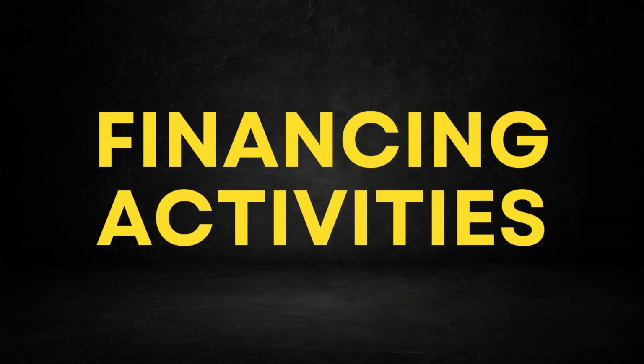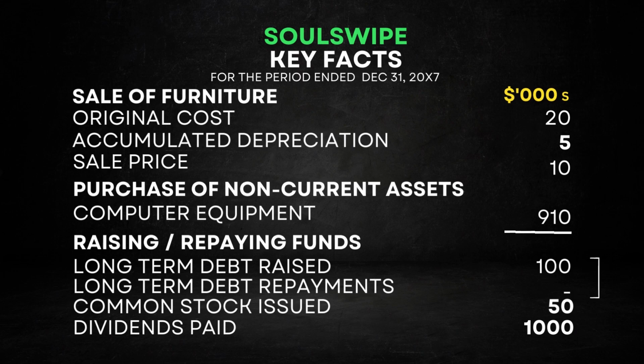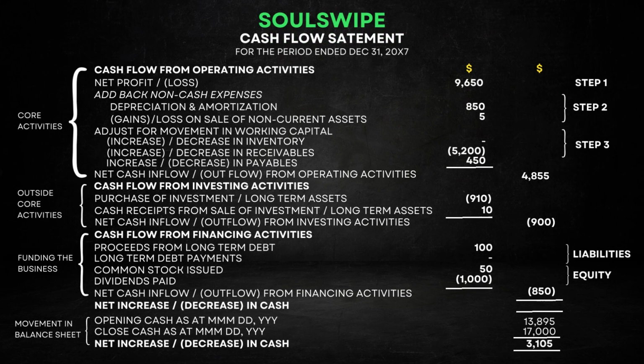Finally, we analyze cash flow from financing activities, which involves cash inflows and outflows related to funding the business. SoulSwipe raised $100,000 in cash from long-term debt, issued $50,000 in common stock, representing a capital contribution, and paid out $1 million in dividends. These transactions affect the cash flow from financing activities. By summing up the cash flows from operating activities, investing activities, and financing activities, we arrive at the net increase in cash of $3,105,000. This reconciles perfectly with the observed change in cash in the balance sheet.